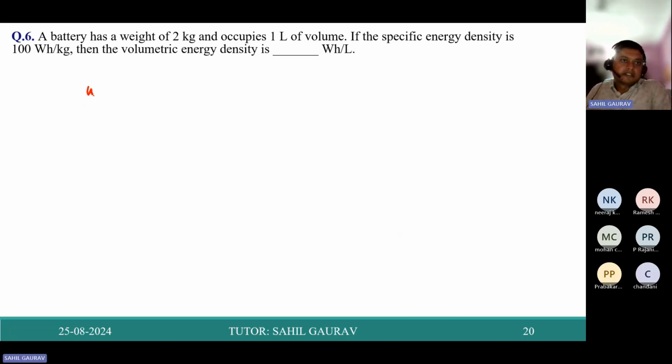How can we find the watt hour? The watt hour of energy capacity. The energy capacity of the battery we can write from the specific energy.